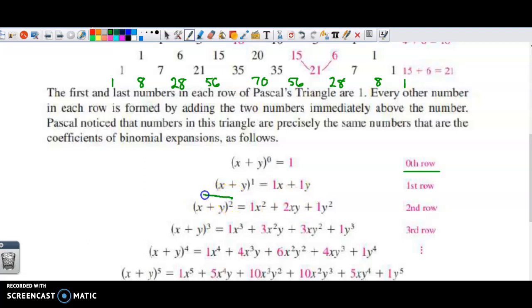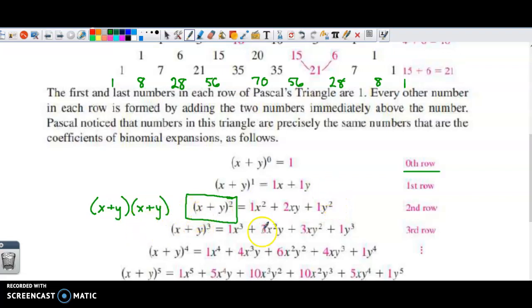This is probably one that you could do quickly in your head because you know to FOIL that. You know, x plus y times x plus y. x times x is x squared. You'd have 2 xy's, and then y times y is y squared.